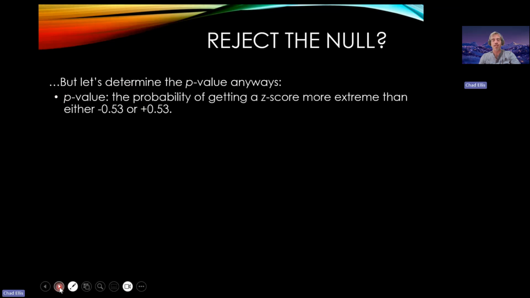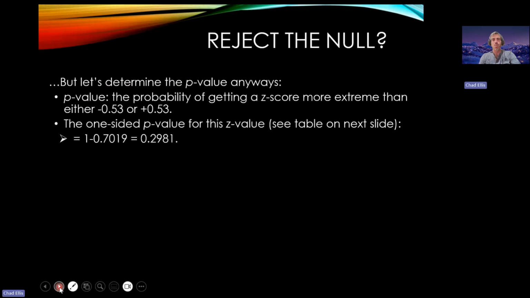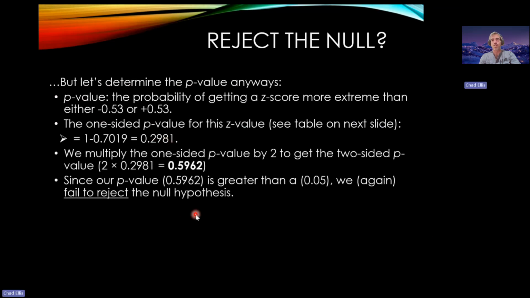Like I said, we do not even have to calculate the p-value, but let's look at it and calculate it anyways. So the one-sided p-value for a z of 0.53, I'll show you this on the other side, is equal to about 30%, 0.3. Since we're doing a two-tailed test, we're going to take that one-sided probability rejection area and multiply it by 2, so we get 0.59, close to 0.6.